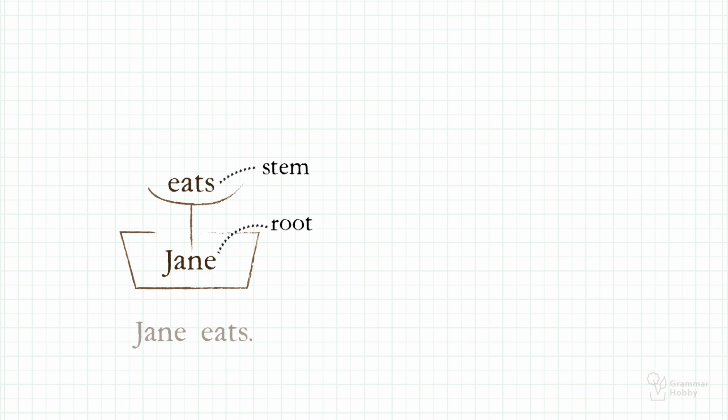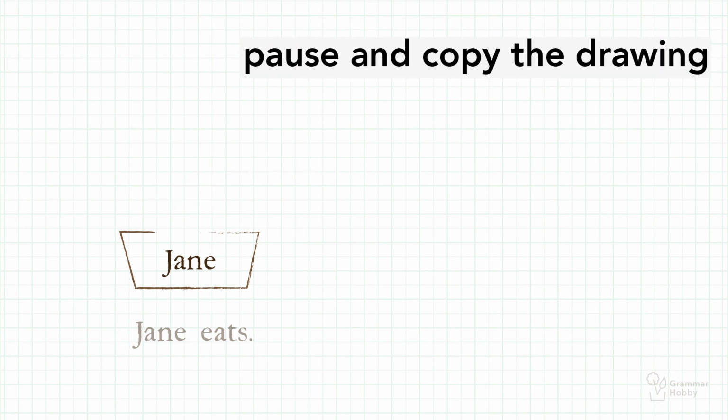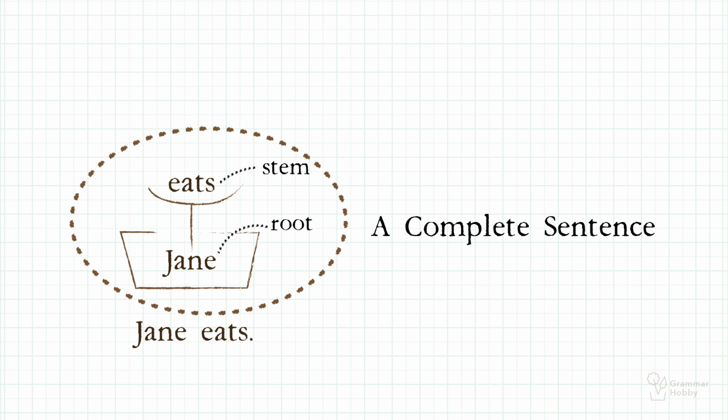Jane eats. Every correct sentence requires two primary parts, the root and the stem. Now pause the video while you try to copy these drawings. A sentence always needs a root and a stem. With our example, we have a complete sentence. The root and the stem are the subject and verb. In our sentence, Jane is the root or subject. Eats is the stem or verb.